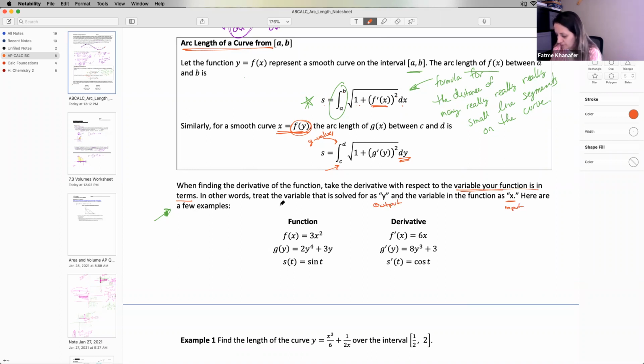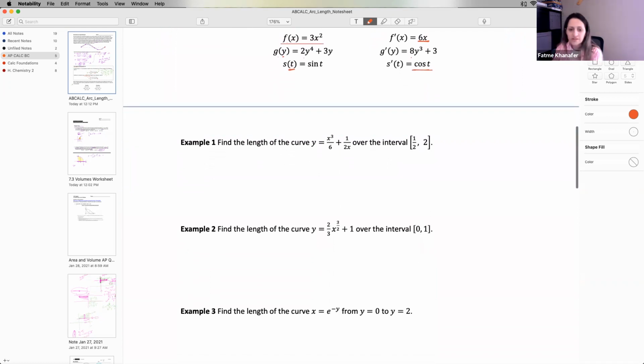Here are a few examples. So the derivative, if the function is f of x equals 3x squared, that's easy. You're taking the derivative of the function of x. Okay, so that's going to be 6x. Now, if you have a function in terms of y, it's going to be 8y cubed plus 3. So if you have the derivative in terms of t, you're going to derive that in terms of t. Okay.